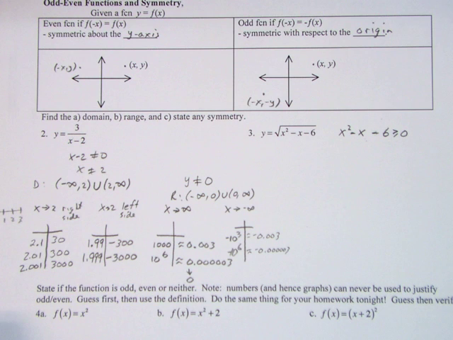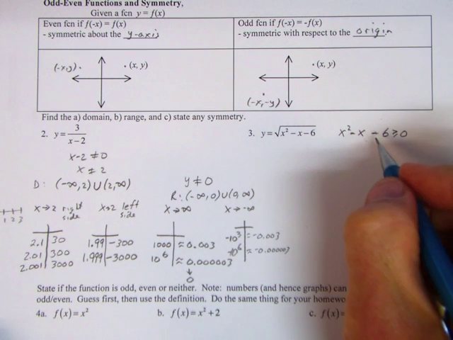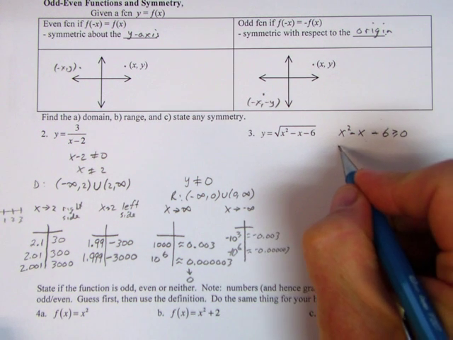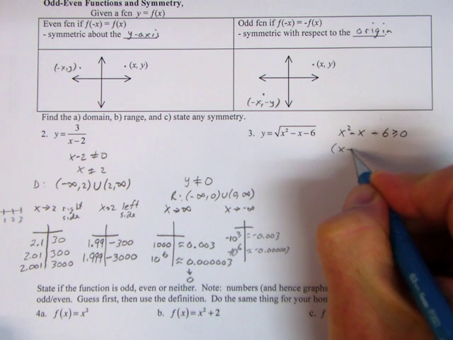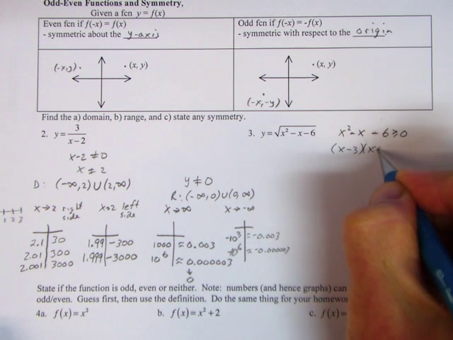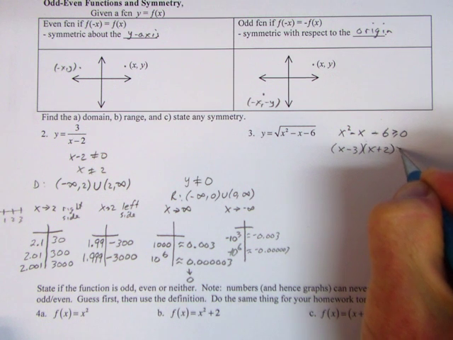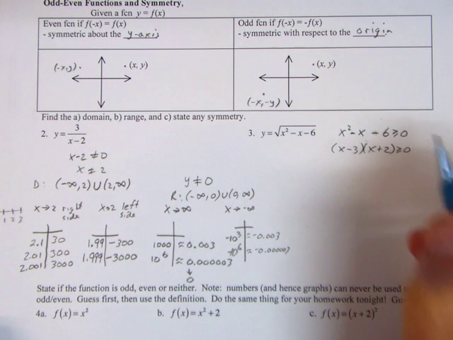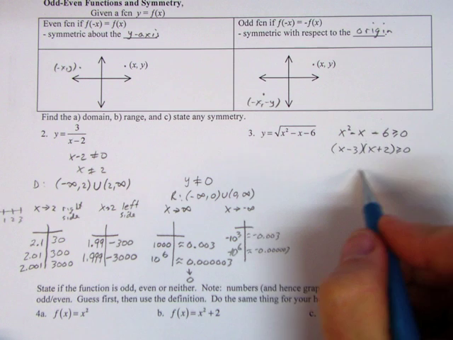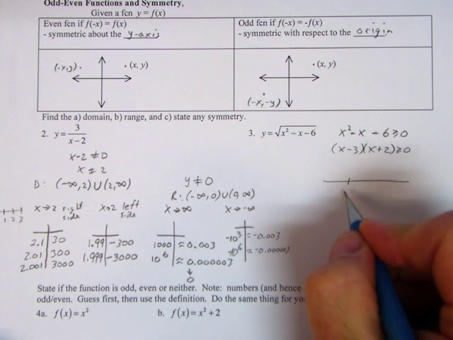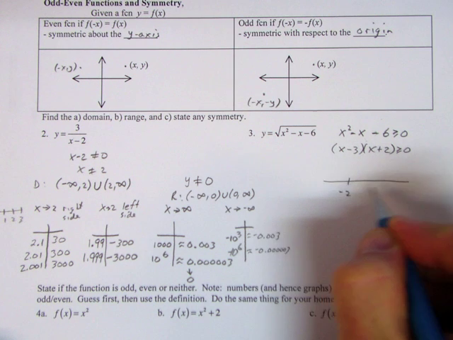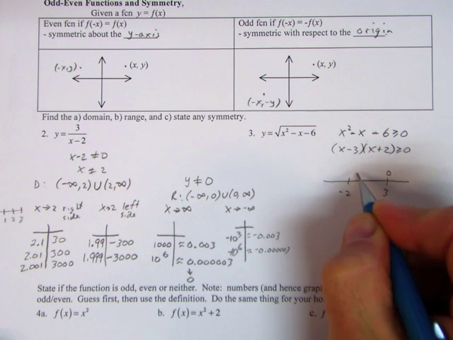Hit pause. Come back. Alright, the way we want to solve this is using the number line. So we're going to factor this out: x minus 3 times x plus 2. Be careful about that factoring. A lot of people make mistakes when it's negative 6 there. We'll set up a number line. We plot our zeros of this. They'll be at negative 2 and 3.